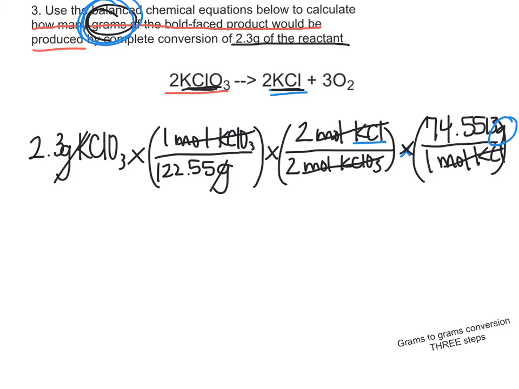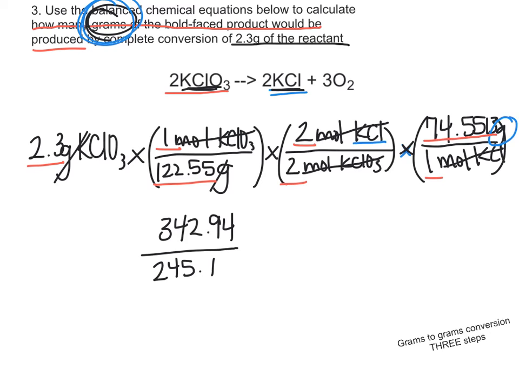In the calculator, you're going to do 2.3 times 1 times 2 times 74.5513, and you're going to get 342.94. For the bottom, we're going to do 122.55 times 2 times 1, and that gives me 245.1. Then I'm going to divide those two to get my final answer. So I get 1.4 grams of KCl.